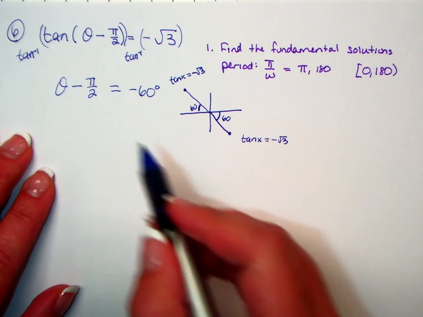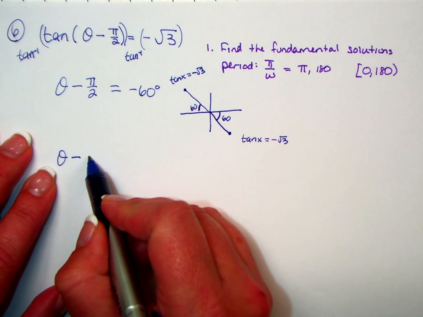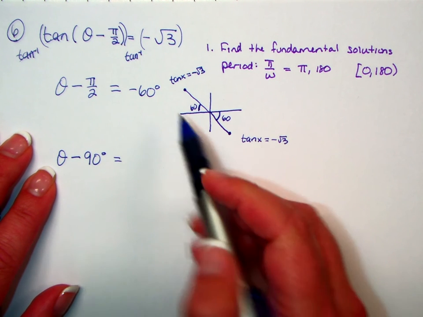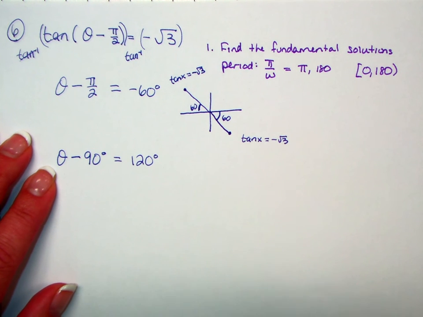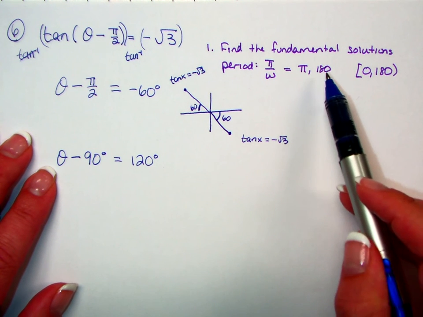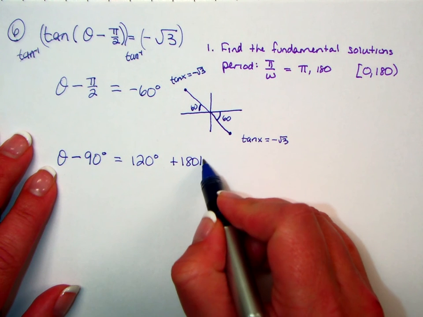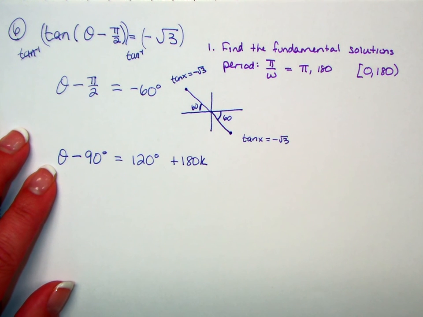So I'm going to write my fundamental solution, and in degrees, I'm going to get theta minus 90 degrees. Instead of doing negative 60, I'm going to write it as 120, right? And then for my fundamental solution, I need to add 180k to that, right? Because the period of tangent is pi, all right?